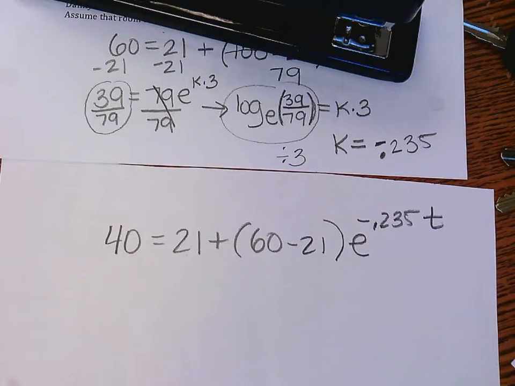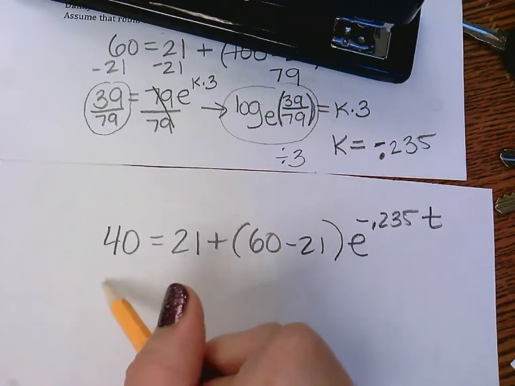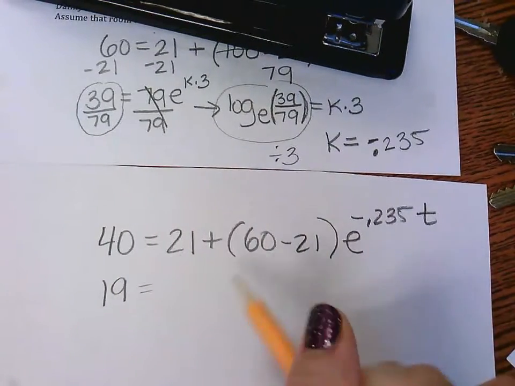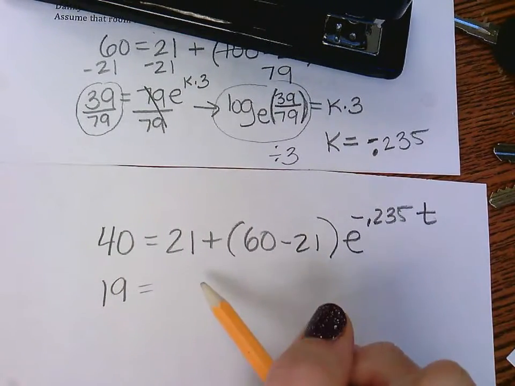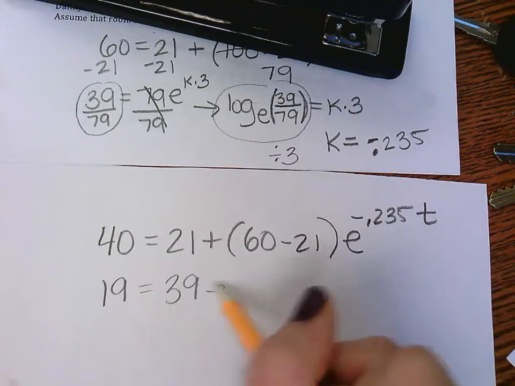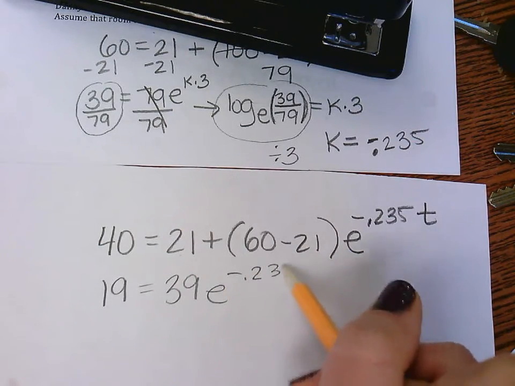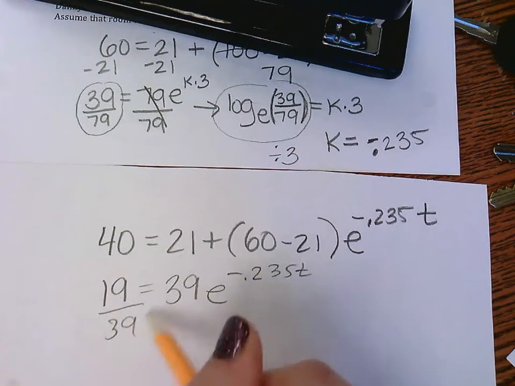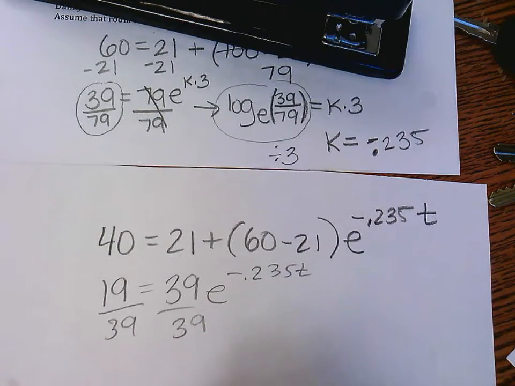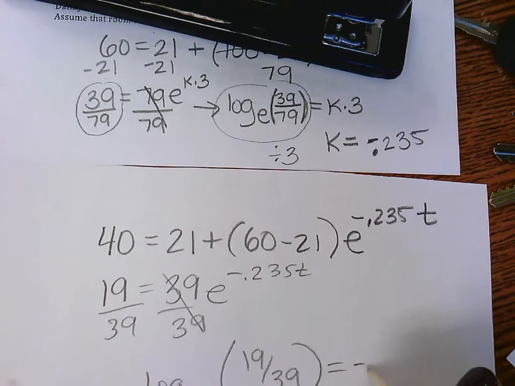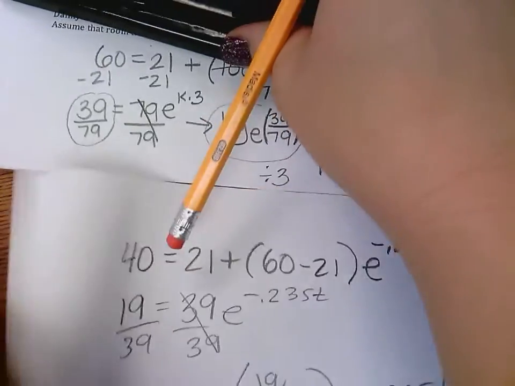Let's see, when you subtract, you'd get 19 over here equals, is this 39? I don't want to make a mental mistake here. Okay, negative 0.235 T, divide by 39. So you're ending up to take the log base E of 19/39 equals negative 0.235 T and dividing by negative 0.235 at the end. Is that kind of what you did or tried?